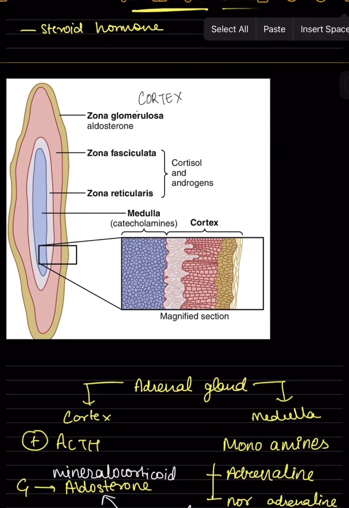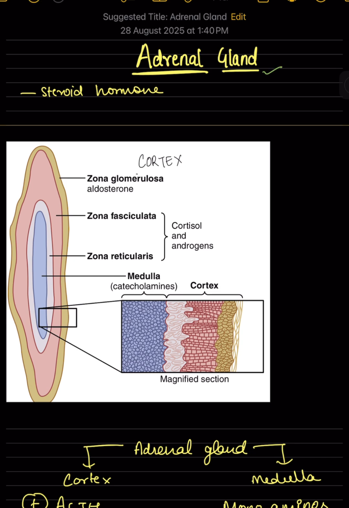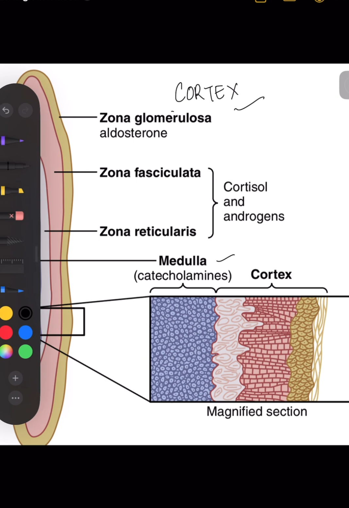Adrenal gland. The adrenal gland secretes steroid hormone. It is divided into two parts, the cortex and the medulla. The cortex consists of zona glomerulosa, which produces aldosterone, zona fasciculata, and zona reticularis. Zona fasciculata produces cortisol, while reticularis produces androgens, and the medulla produces catecholamines, which we'll see further.